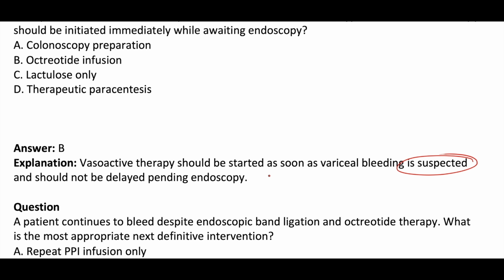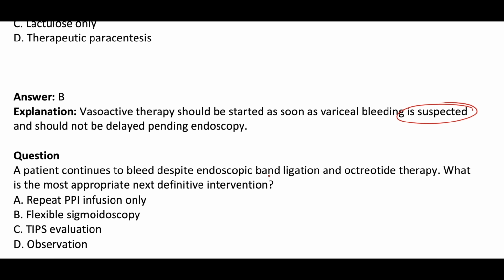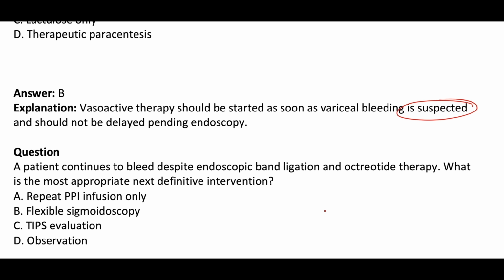All right, question 2. A patient continues to bleed despite endoscopic band ligation and octreotide therapy. What's the most appropriate next definitive intervention? A, repeat PPI infusion only. B, flexible sigmoidoscopy. C, a TIPS evaluation. Or D, just observe it.